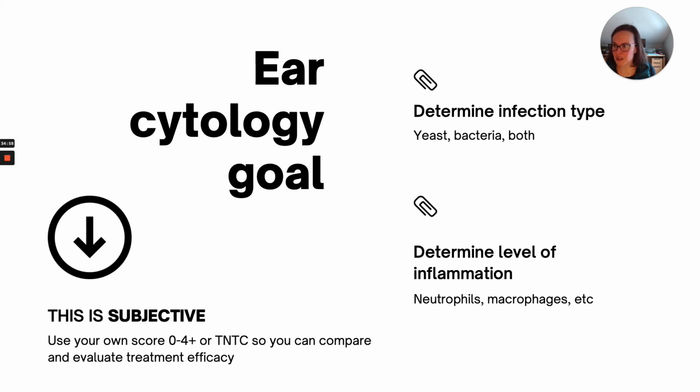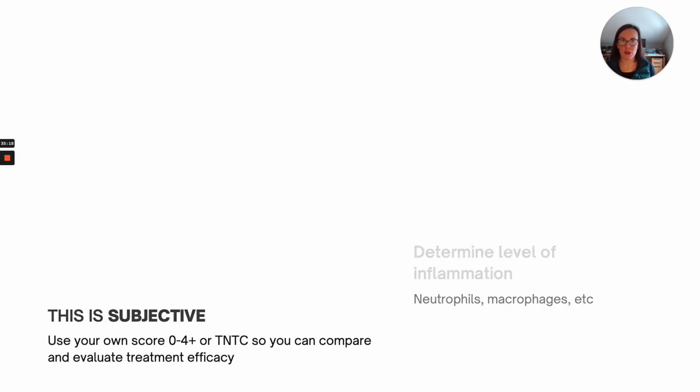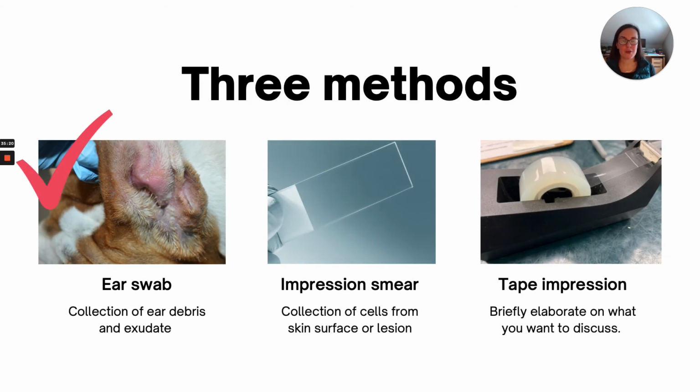If you want me to get the 0 to 4 plus or too numerous to count scale for you guys, I definitely can. But again, just remember that it's not something that you're going to get an A plus on the test. If you write a 1 plus or a 2 plus and that's wrong or right, it's subjective and totally for you to use to evaluate treatment efficacy. So not something that I want you to overthink or worry about. Okay, so we covered ears.